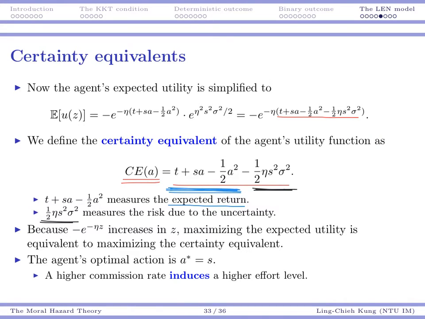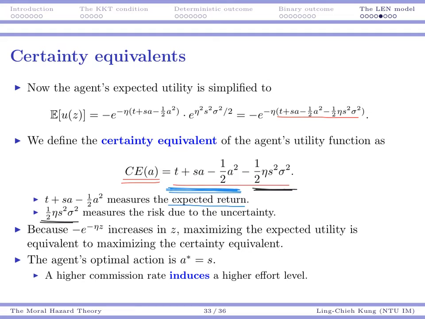So the certainty equivalent really combines the expected return and the risk, and that means this is a fair representation of the agent's utility function. If we have this, that's great. Why? Because the agent's expected utility is this. The agent should try to find A to maximize this function, which just means to maximize the certainty equivalent, because the exponential function is monotone and increasing.